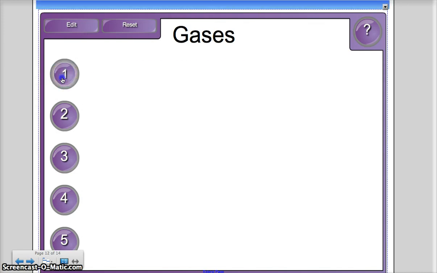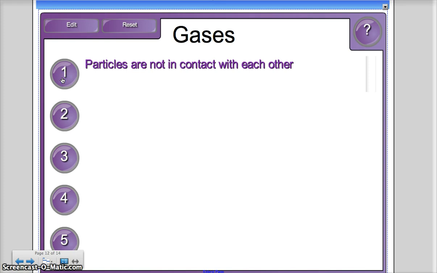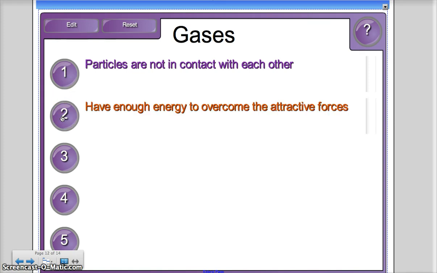Gases. First off, particles are not in contact with each other on a constant basis. They may bump into each other here and there, but they're not in contact with each other constantly. They have a lot of energy, and that energy makes it so that they're overcoming the forces that attract each molecule to each other.